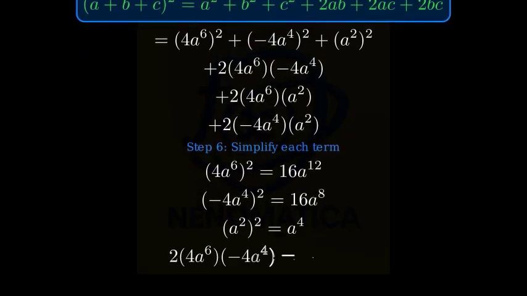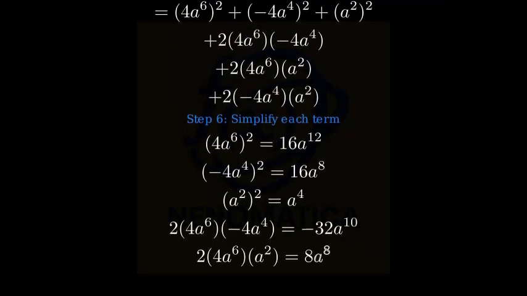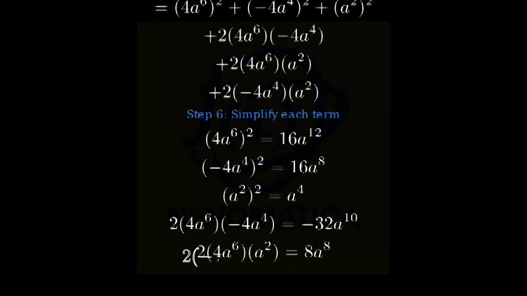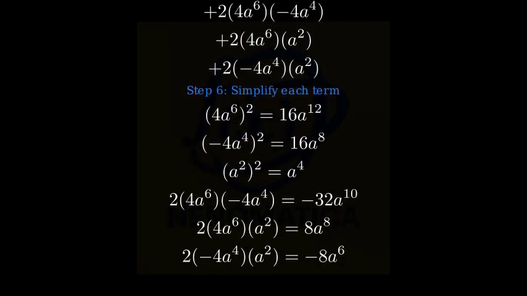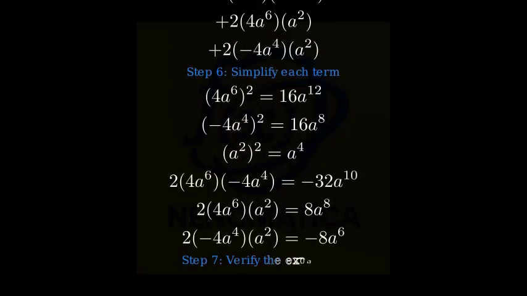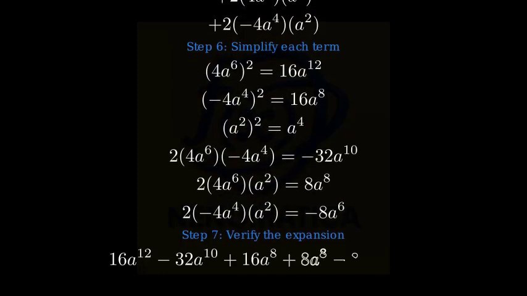The fourth term gives us 2 times 4a to the 6th times negative 4a to the 4th, which equals negative 32a to the 10th. The fifth term gives us 2 times 4a to the 6th times a squared, which equals 8a to the 8th. The sixth term gives us 2 times negative 4a to the 4th times a squared, which equals negative 8a to the 6th. Let's verify that these terms match our original expression.